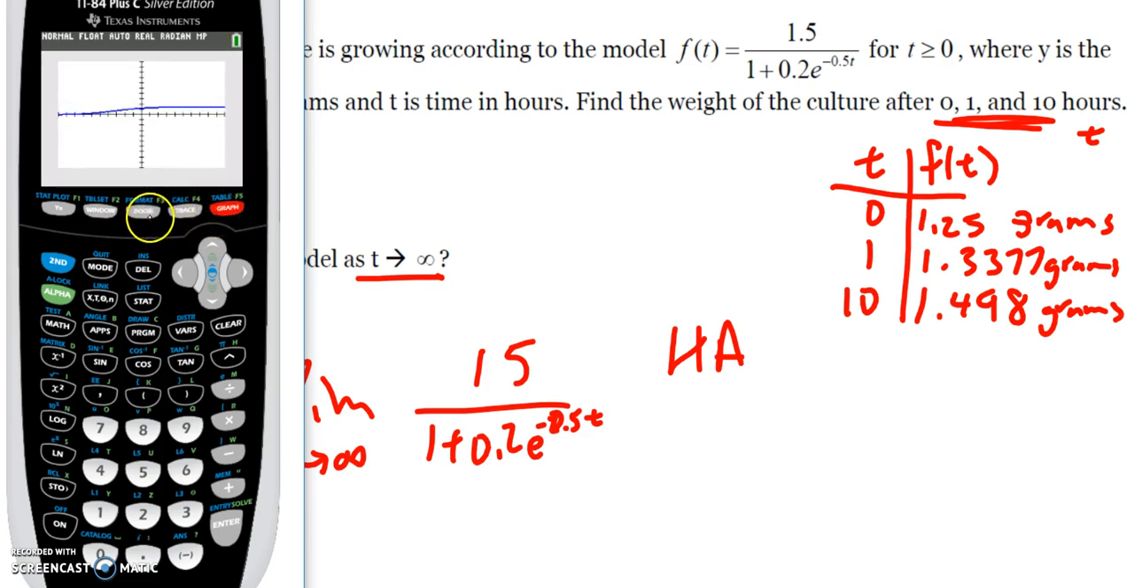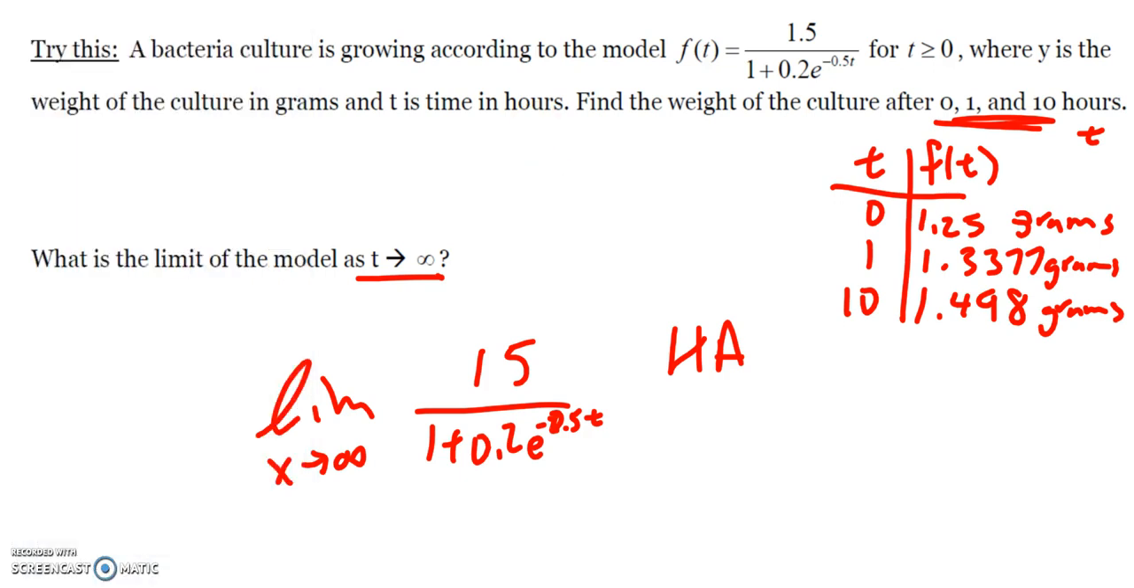It looks like we can even just push trace to get a ballpark idea. What is our y value approaching here? You can see 1.38, 1.39, as x is getting increasingly large. 1.48, you can see it's slowing down. 1.49, 1.49, it's sticking with 1.49. So our actual horizontal asymptote, let me go back to the graph, I forgot a decimal point, is 1.5.